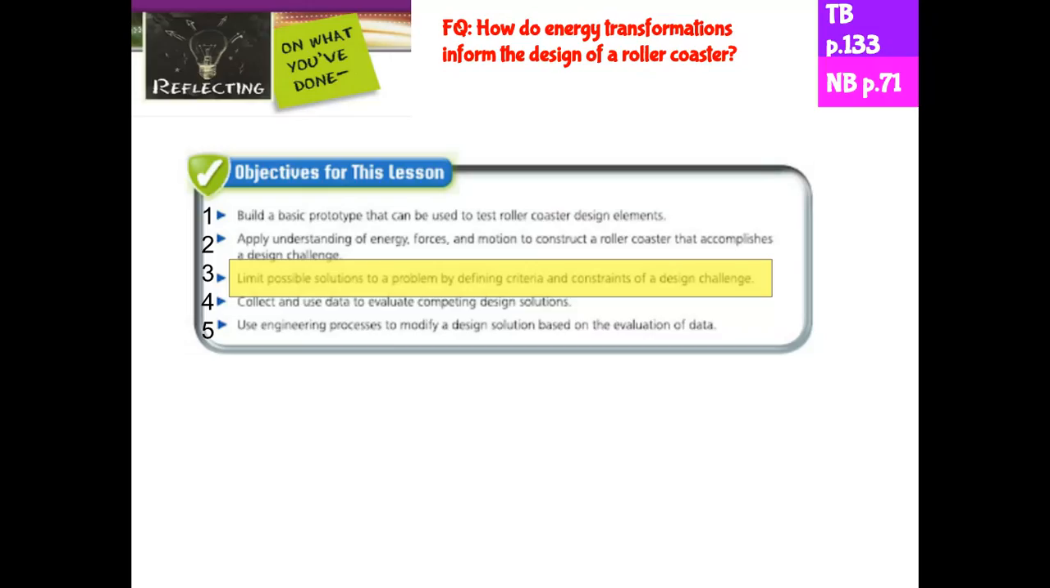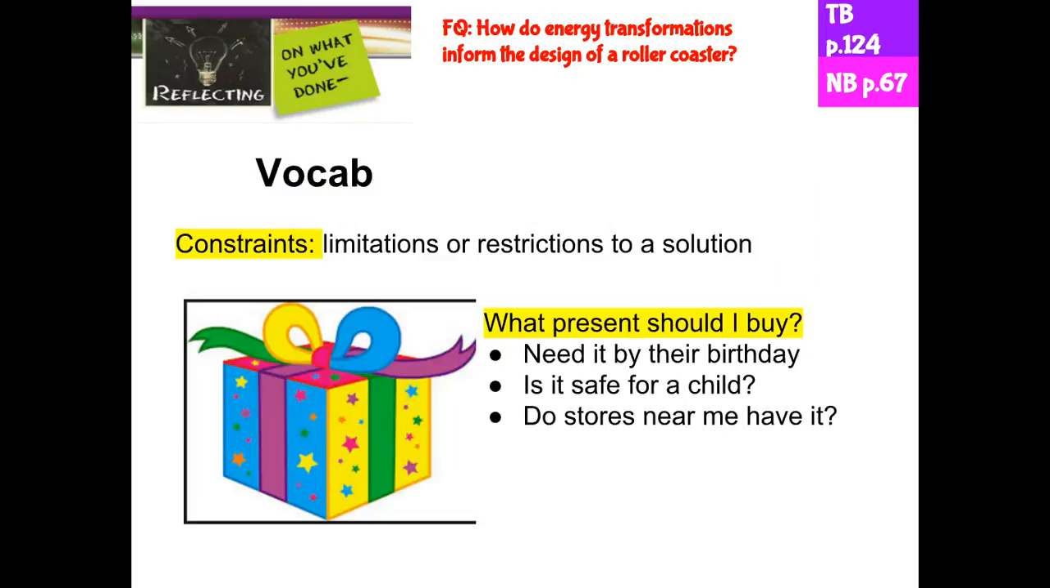Before we start today, we want to understand what we're focusing on. Our objective is the third one. It's to limit possible solutions to a problem by defining criteria and constraints on a design. So we're looking at criteria and constraints when you design an object. We're heading to more engineering things.